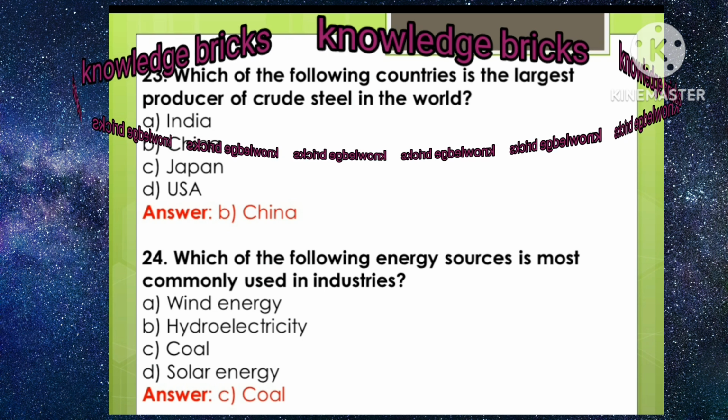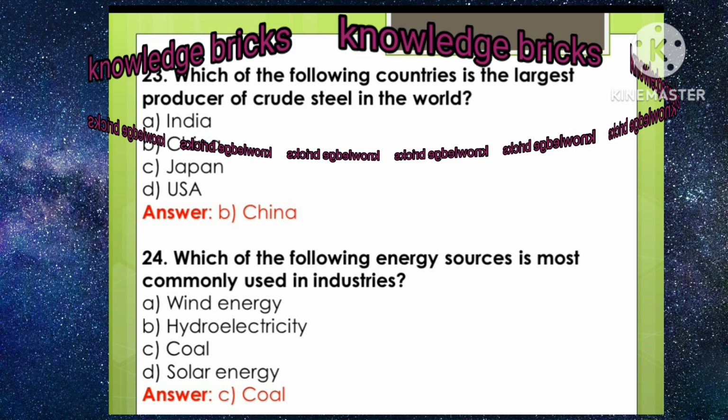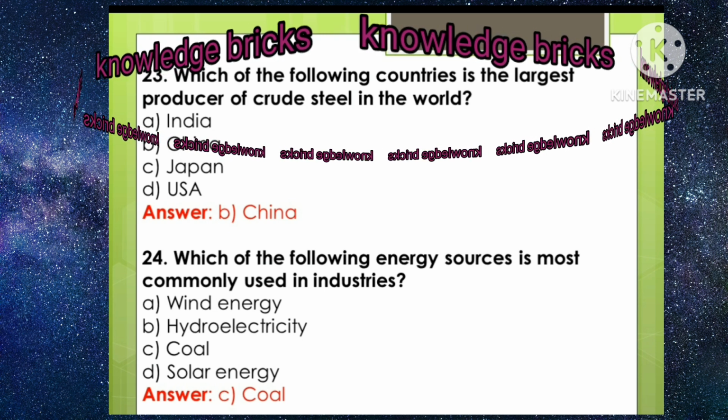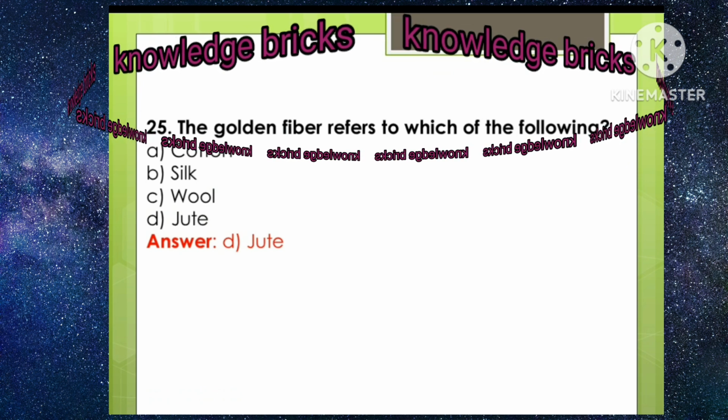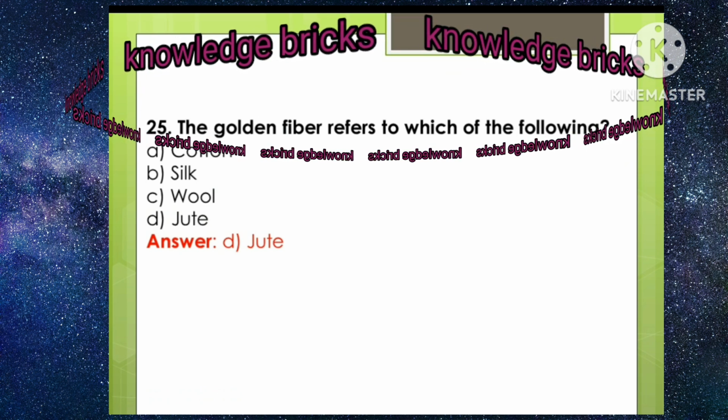Coal. 25th question. The golden fiber refers to which of the following? A. Cotton. B. Silk. C. Wool. D. Jute. And the correct answer is D.